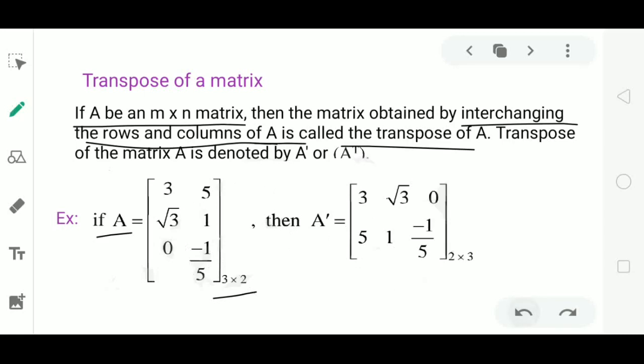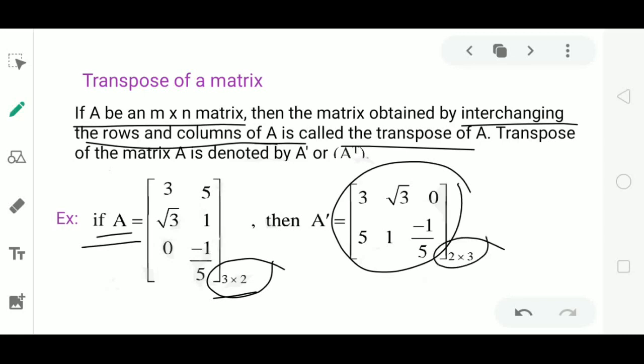The matrix obtained after interchanging the rows and columns is called transpose of the given matrix A. Also observe here, matrix A is of order 3 by 2. Then the transpose of this matrix will be of order 2 by 3. Here the order of the matrix gets reversed in the transpose. The transpose of the matrix A is denoted by A dash or A raised to T. Here A raised to T is read as A transpose or transpose of A.